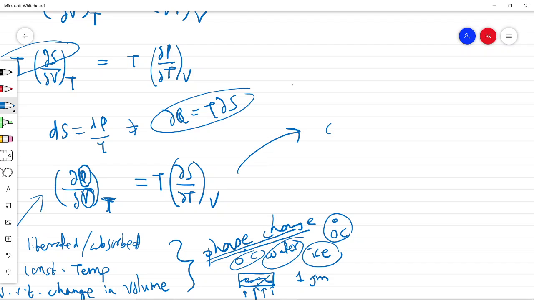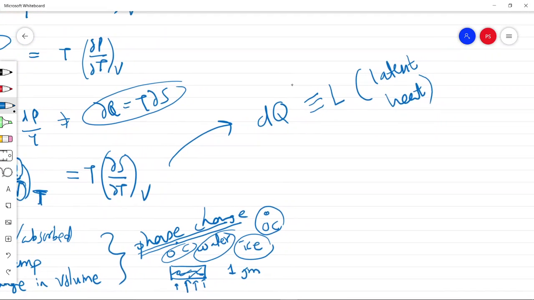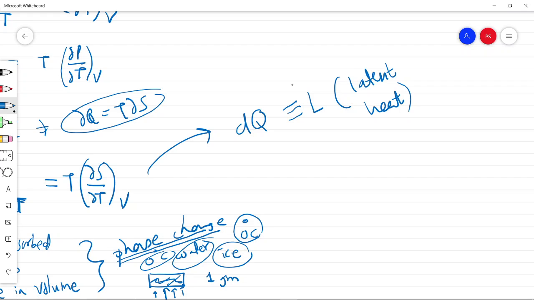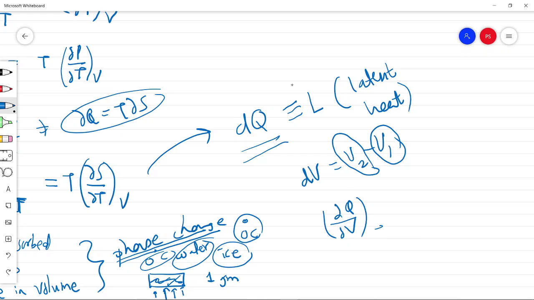And we know that the amount of heat change for the phase change is nothing but the latent heat. By definition, latent heat. If the substance melts, it is the latent heat of fusion. If the substance evaporates, it is the latent heat of evaporation. Let us say that dV is just V2 minus V1, that is the change in volume. So V1 is the initial volume and V2 is the final volume after the change in heat has taken place. So the left hand side, ∂Q/∂V at constant T, can be replaced by just L upon V2 minus V1.